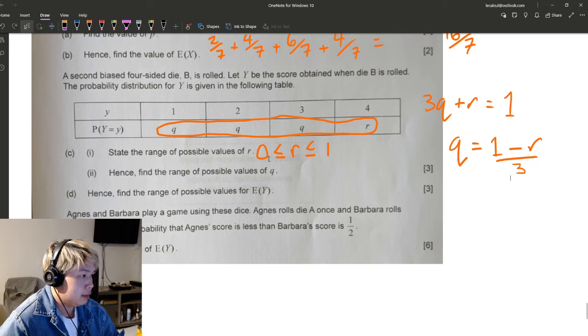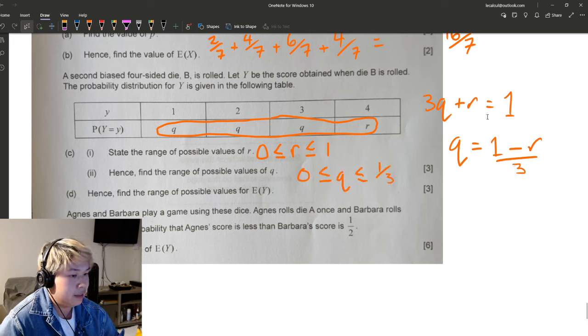So if R is 0, then this is 0, so Q is 1/3. And then if R is 1, then you can just think about it or plug it in. This is going to be 1, and then if this is 1, then this is 0. So in other words, the range of possible values of Q is from 0 to 1/3, which makes sense if you look at it, right?